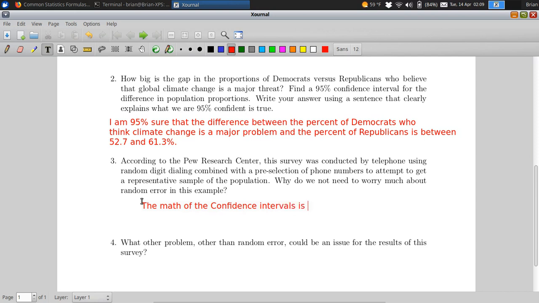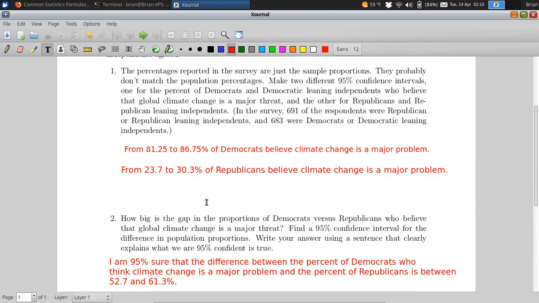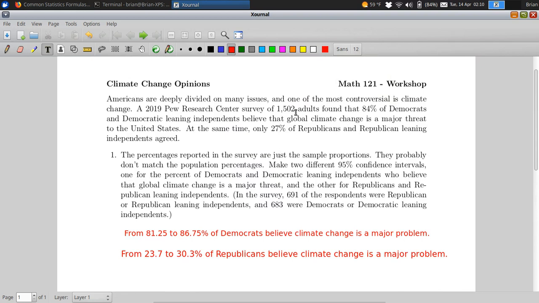Okay, so we could just say something like the math of the confidence intervals is designed to deal with random error. So as long as the assumptions of the mathematics are valid, as long as we can use the normal distribution and trust that that's going to work, then we're in good shape. And we can do that because the sample sizes here are just huge, right? We've got 1,500 adults were surveyed.